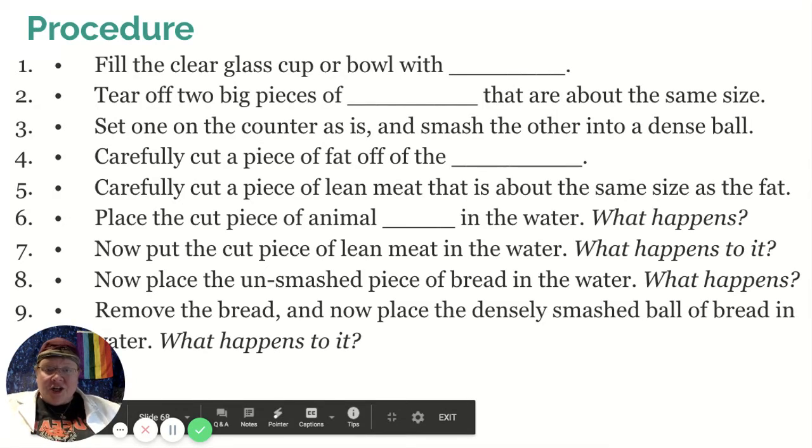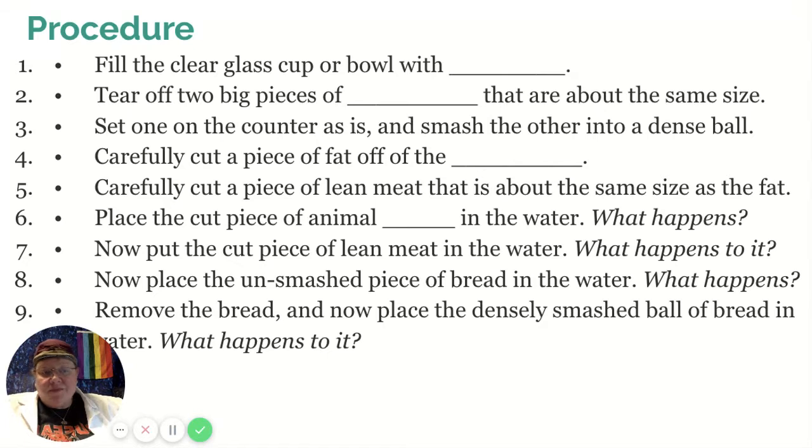So in the procedure, we're going to fill up the clear glass or cup with water. We're going to tear off 2 pieces of bread that are about the same size. Set one on the counter just as it is and smash the other one into a dense ball. Carefully cut a piece of fat off of the meat and then cut another piece of lean meat that's about the same size as the fat. Now place the piece of animal fat in the water. What happens? Record that in your data table. Now put the piece of lean meat or muscle in the water. What happens now? Record that in your data table.